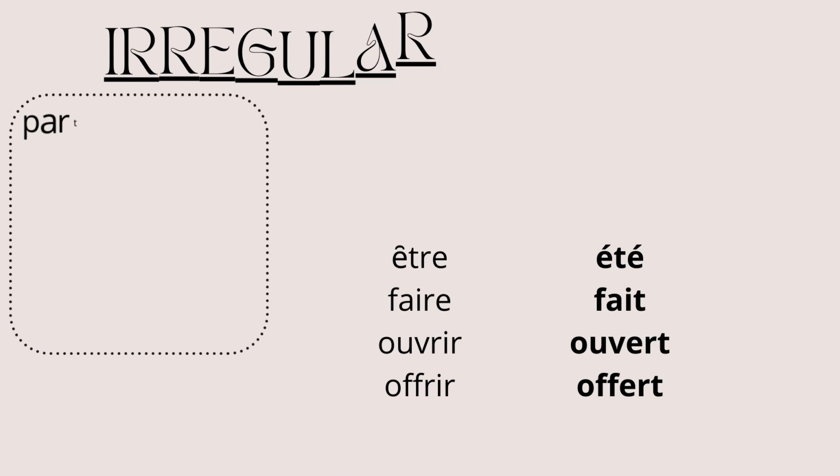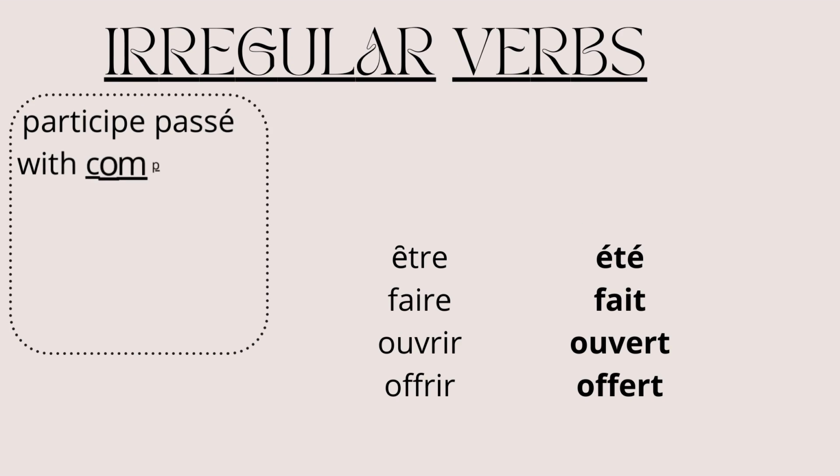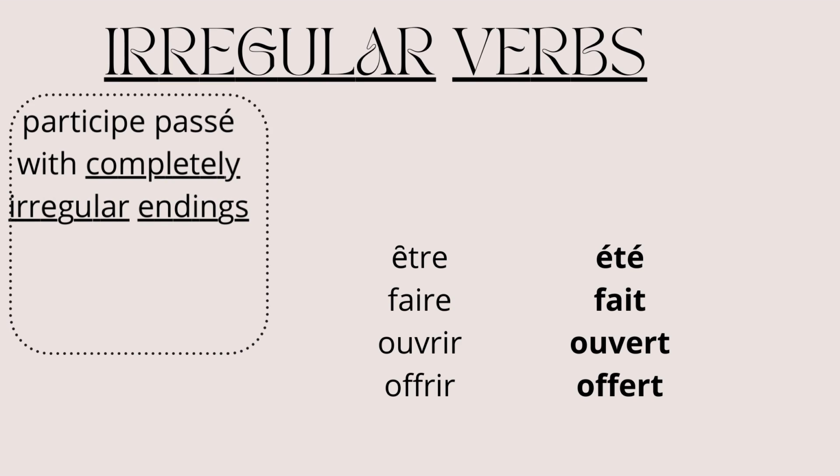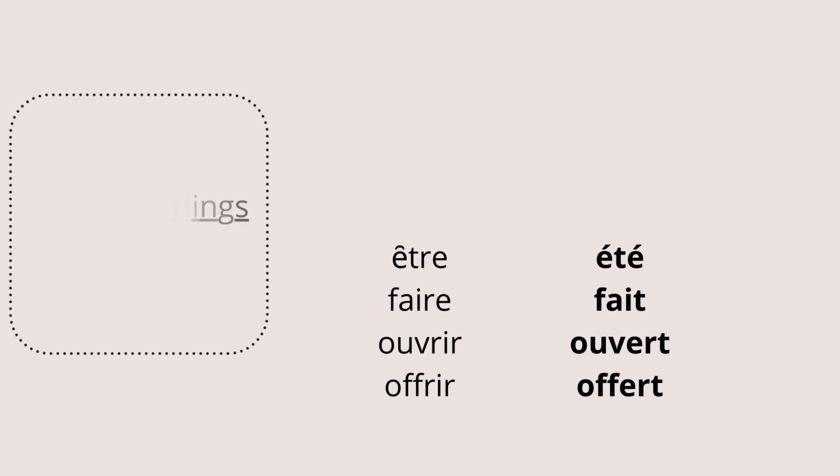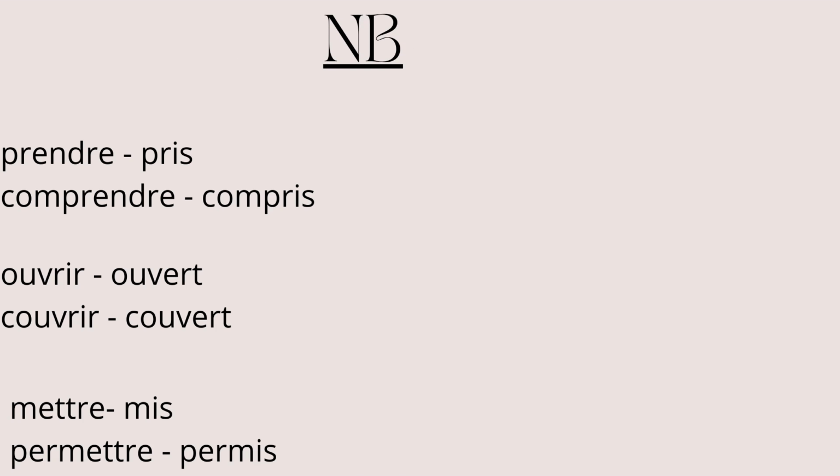Now we have some verbs whose participe passé are just completely irregular. We have the verbs être, faire, ouvrir, and offrir, among others, whose participes passés are as follows: été, fait, ouvert, offert. You just really need to know them. The more you practice, the more you know.